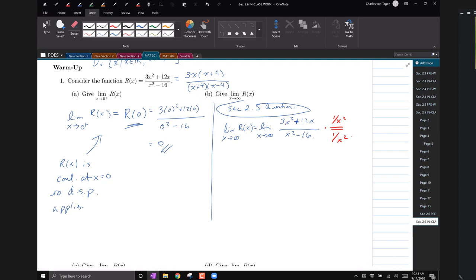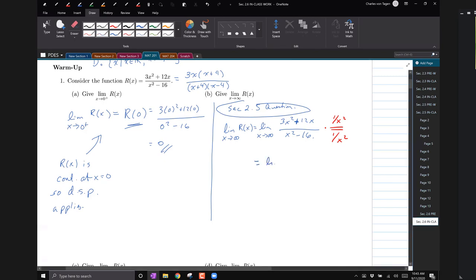Tough question. Why is it 1 over x squared? Because there's a squared in the numerator, or because there's a squared in the denominator? Denominator. Yeah. So our strategy is to always multiply by 1 over x raised to the highest exponent seen in the denominator. Great. So we go ahead and clean that up, and we get 3 plus 12 over x in the numerator divided by 1 minus 16 over x squared.